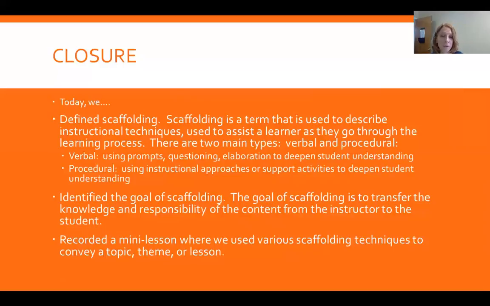We also identified the goal. What is the goal of scaffolding? Well, really it's so that the teacher can release the responsibility of the knowledge or the content of the lesson to the students so that they become the facilitators of the information. And then we talked about how you would record a mini lesson where you're using various scaffolding techniques.